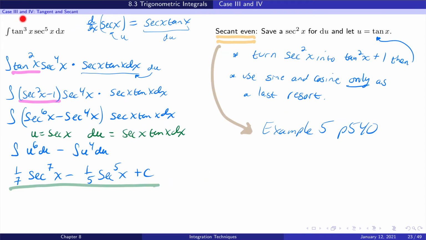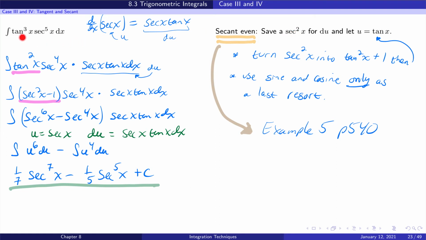Okay, so for cases 3 and 4, we're going to be working with tangent and secant, and these are a little bit more challenging because they're not straight back and forth derivatives like sine and cosine. The derivative of secant is secant tangent, and the derivative of tangent is secant squared.